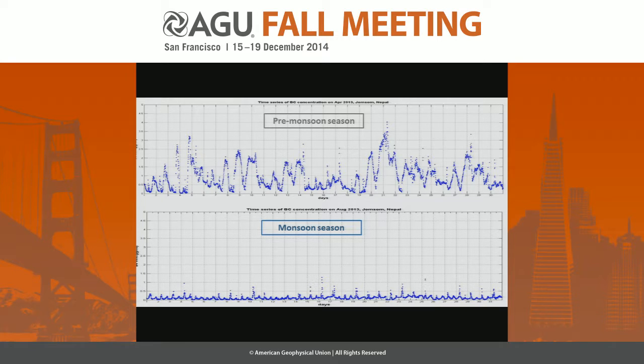Black carbon also exhibits a seasonal pattern where BC concentration in the valley is very high during pre-monsoon season compared to that of the monsoon season because the air pollutants don't get washed out as much. Comparing the data of April 2012-13 versus August 2013, you see almost 89% higher black carbon concentration in the valley during spring. And to reiterate, this is the time when you see a very thick layer of haze over the Indo-Gangetic plain.